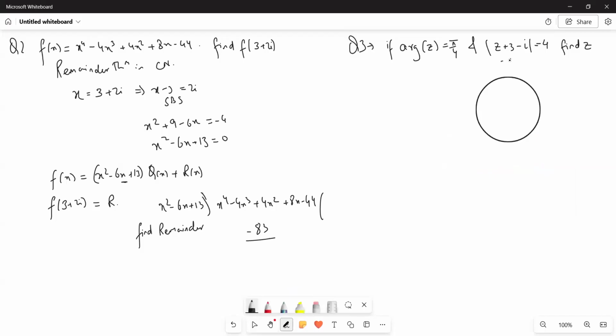देखो, if you look at this equation, mod of z plus 3 minus I equal to 4. So what will this equation represent? It will represent a circle centered at -3, 1, that is -3 plus I, and radius 4. ठीक है ना? And in the Argand plane, what would argument of z equal to pi by 4 imply? Which line will have argument as pi by 4?